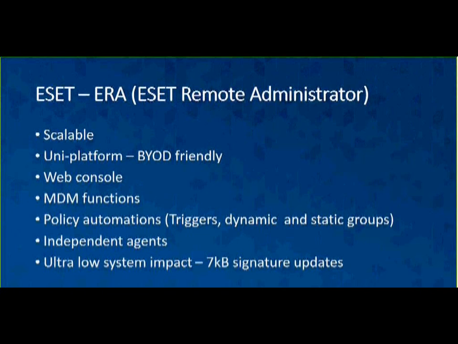One of the concerns with mobile devices is the battery life and performance, especially Android phones. ESET software is known for a very small footprint on the device. So we have a very small system impact, and we also save your bandwidth, as usually the updates are only around 7 kilobytes inside.